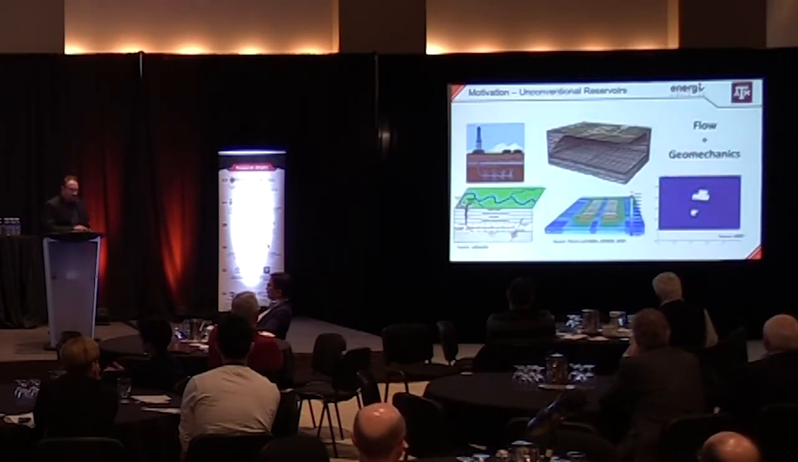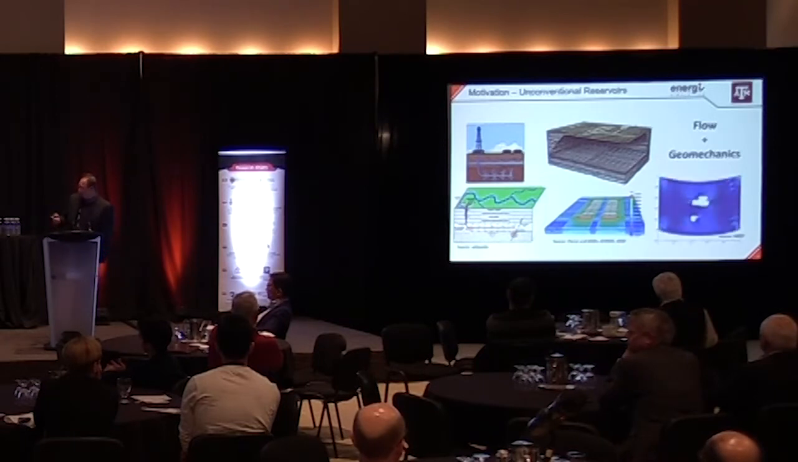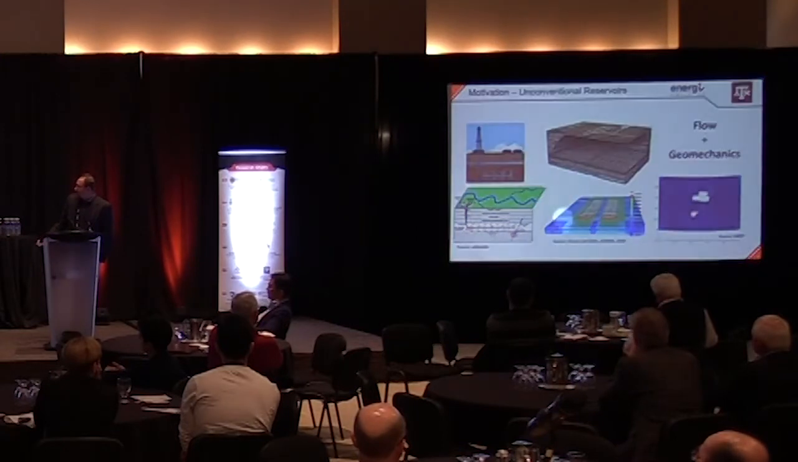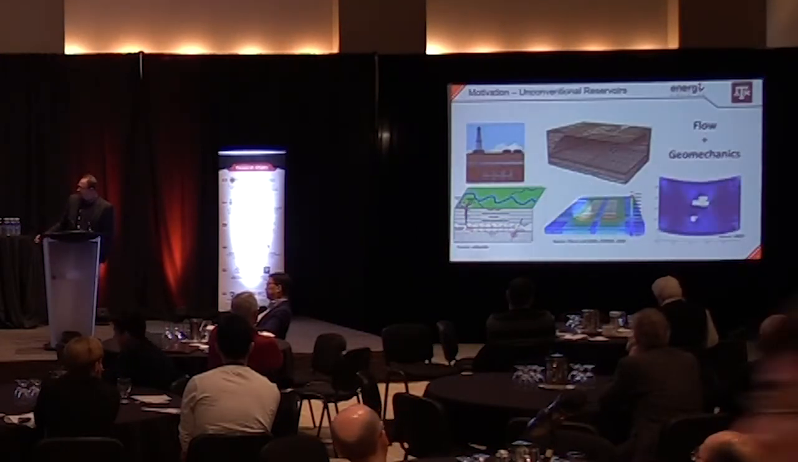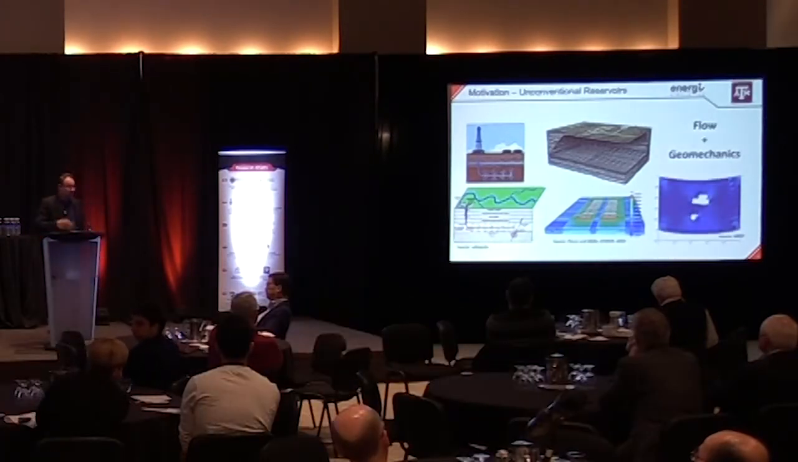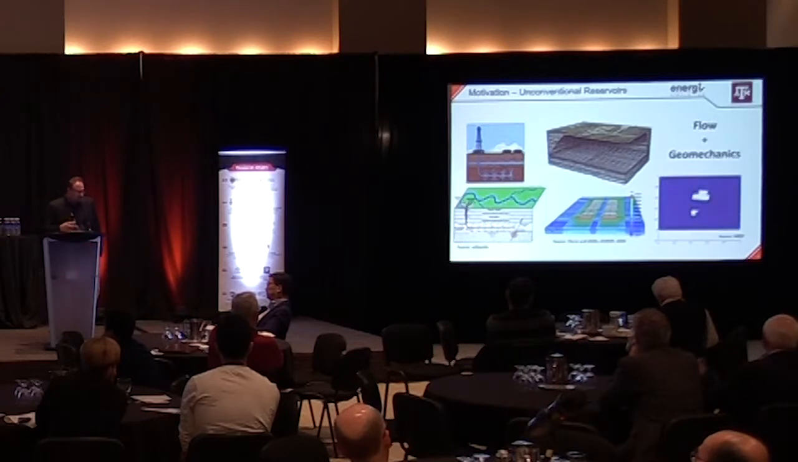The next thing that we worked on is actually doing model reduction for unconventional reservoirs. You can see that we presented here last time, and I'll show some more details on that. For an unconventional reservoir, we are able to do model reduction for flow and geomechanics with speedup of at least 50x. Okay?